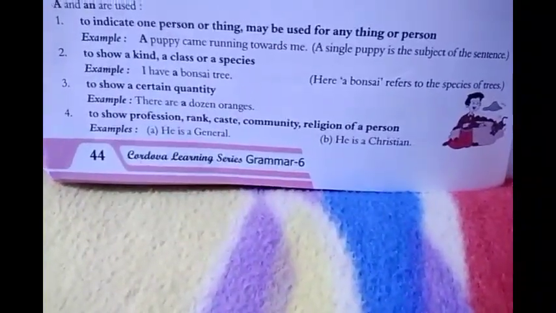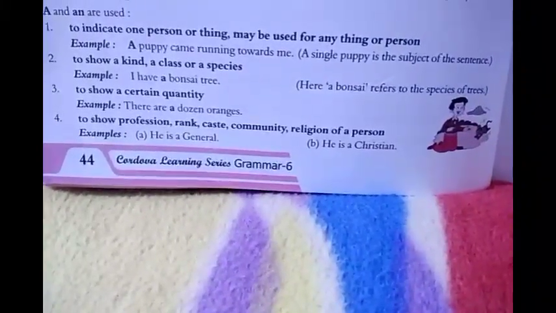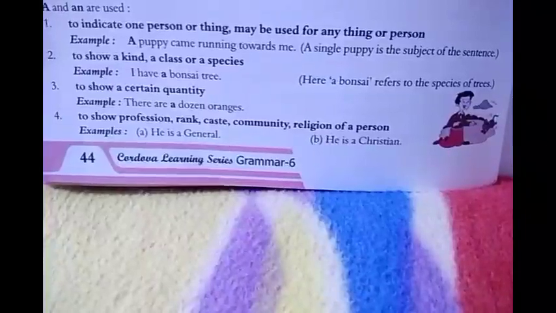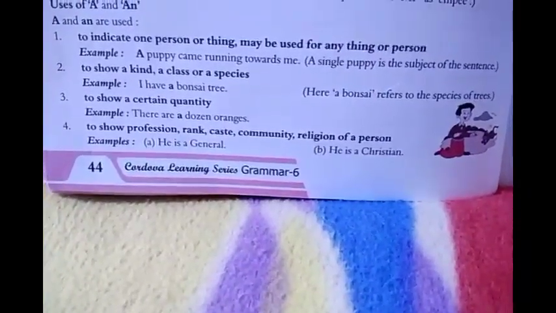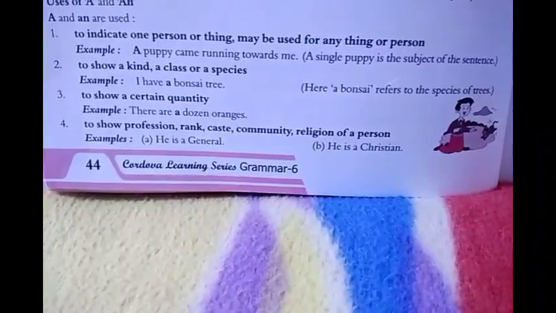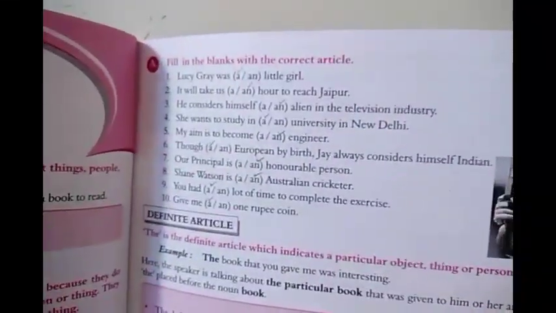And the 4th one, to show profession, rank, caste, community, religion of a person. So when you are talking about all these things, the profession of a person, the rank, the caste, the community, the religion, then you have to use the indefinite article. Here is an exercise. Fill in the blanks with the correct article. This I'll share with you later.